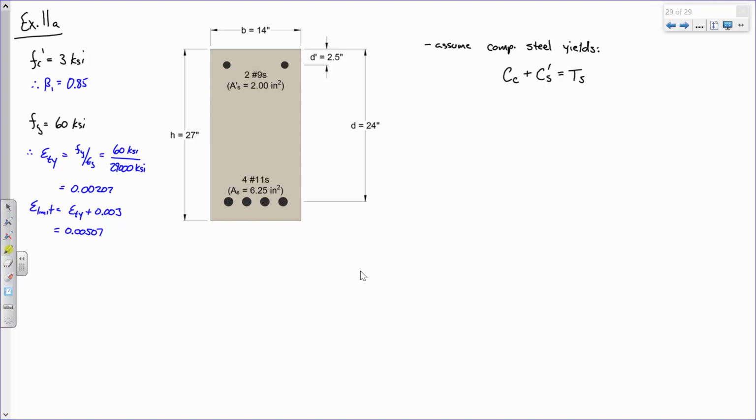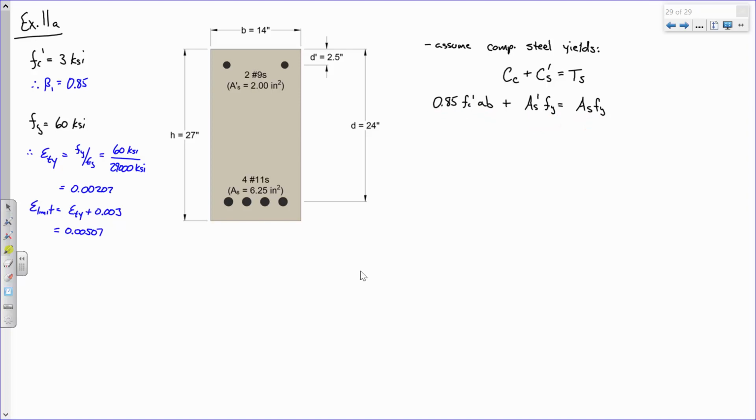So the compressive force in the concrete is the same as it always was, 0.85 Fc prime times the area of the stress block, which in this case is B wide and A tall. So, we'll talk about that here in a second. So 0.85 Fc prime AB plus the compressive force in the upper layer of steel, the area of steel up top times Fy, equals that. So what do I have? This is C sub C, that's CS prime, that's TS.